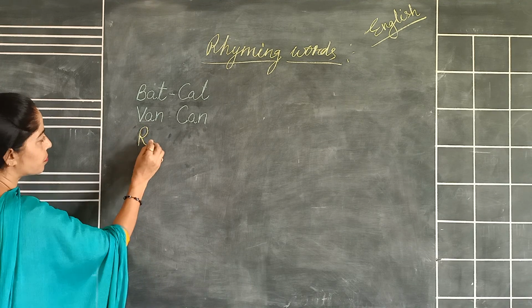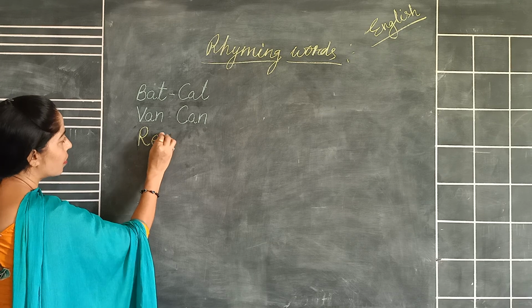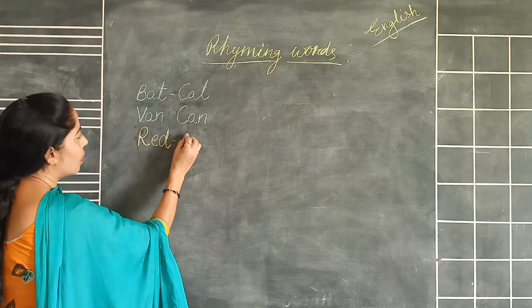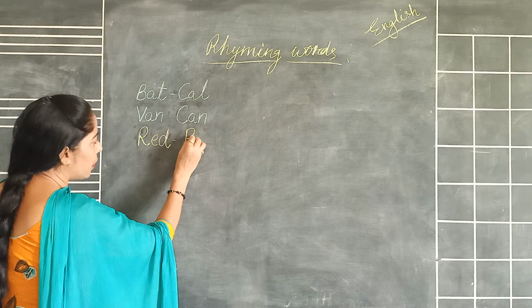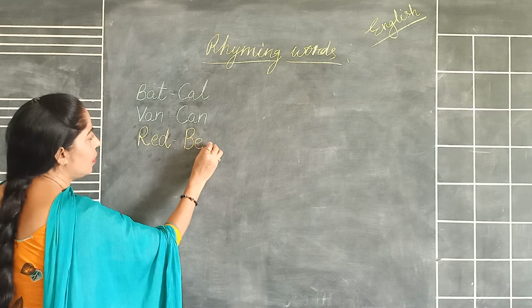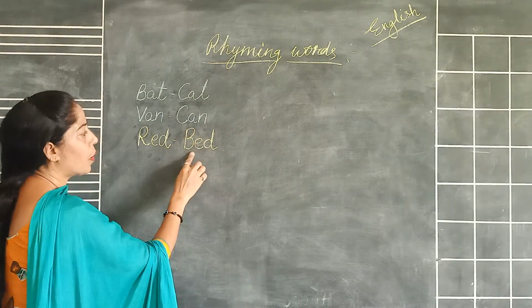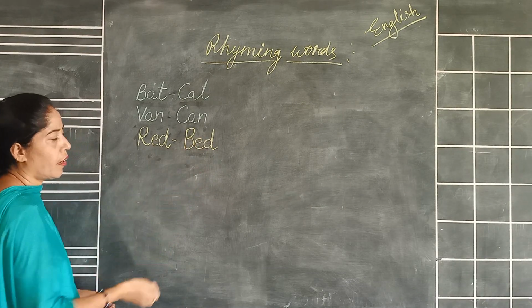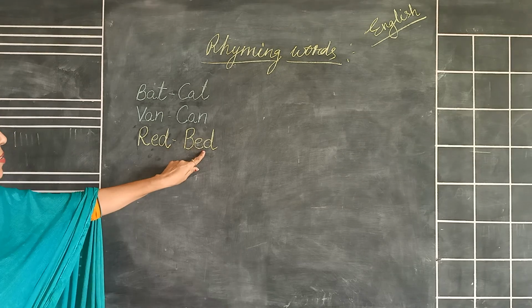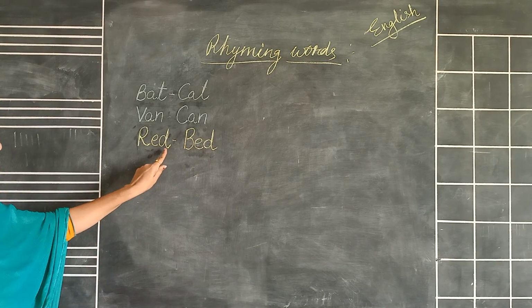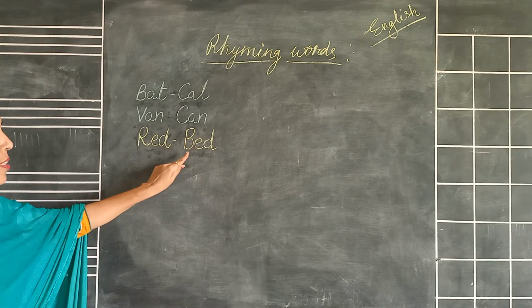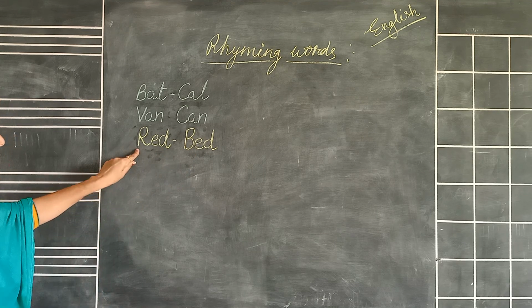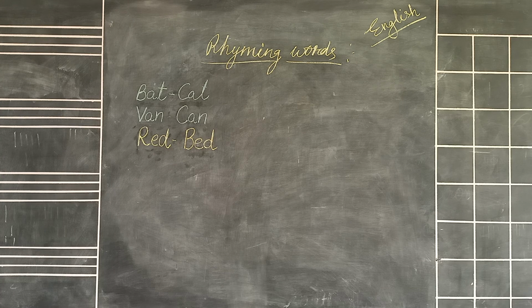R E D, B E D, bed. Red, bed. And the ending sound is the same. Red, bed. These are rhyming words. Okay. Now see one more example.